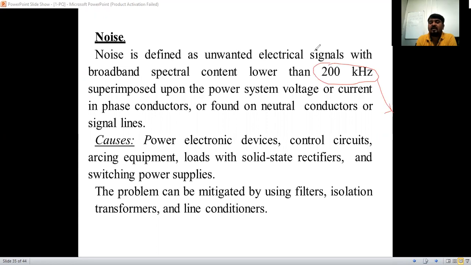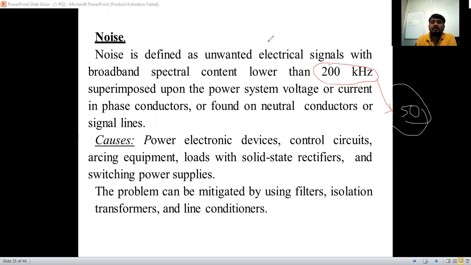How much is the fundamental frequency? 50 hertz. 50 hertz is there, but whatever the broadband spectral content, that frequency should be lower than 200 kilohertz. Up to 200 kilohertz we are going to consider here now.